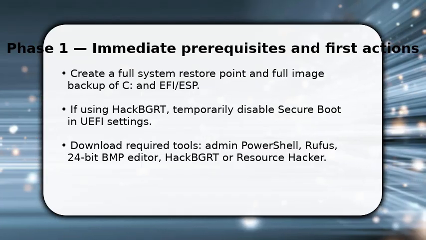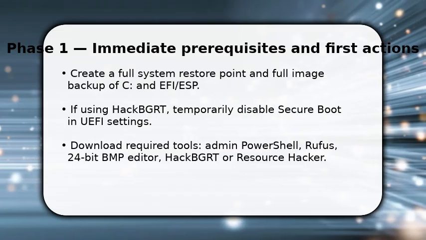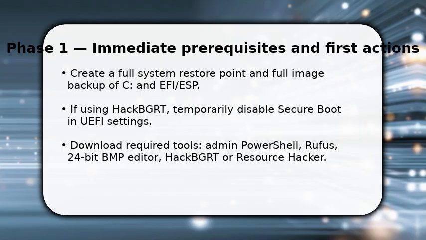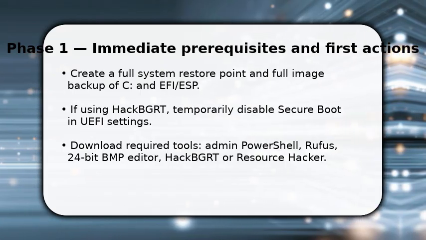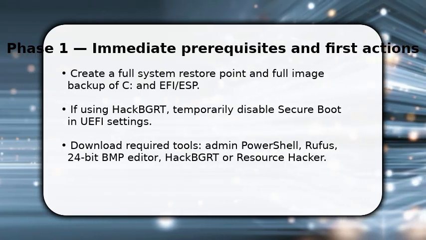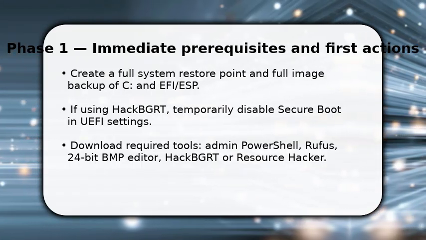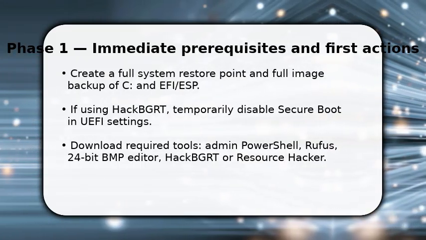You begin by protecting the system. Create a restore point and a disk image, then export your EFI/ESB folder. Backups let you undo changes fast. Once done, reboot to UEFI, and if your chosen method requires it, disable Secure Boot. Make sure to note the change so you can re-enable later.